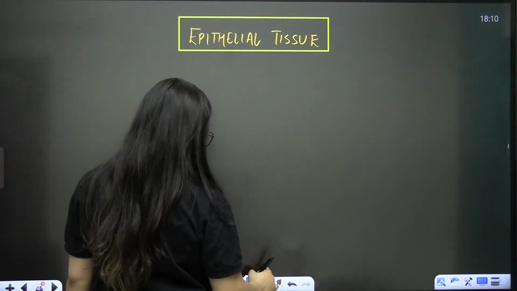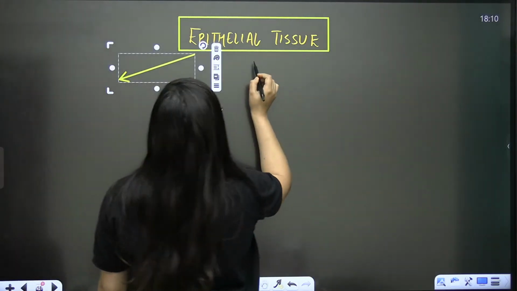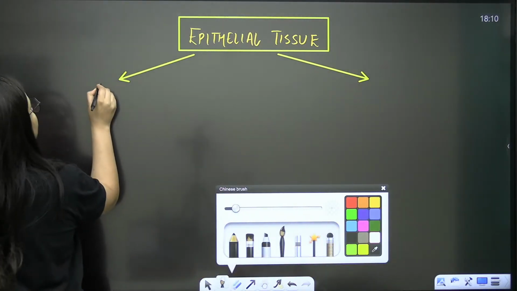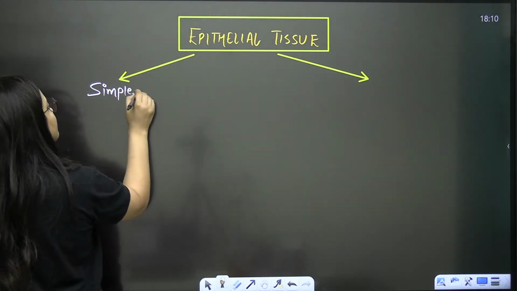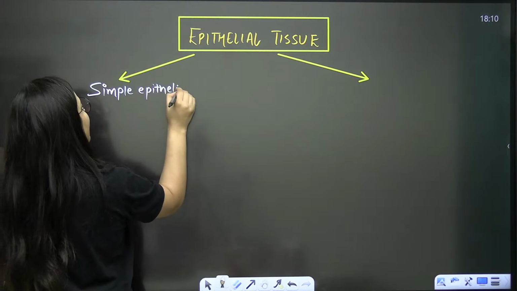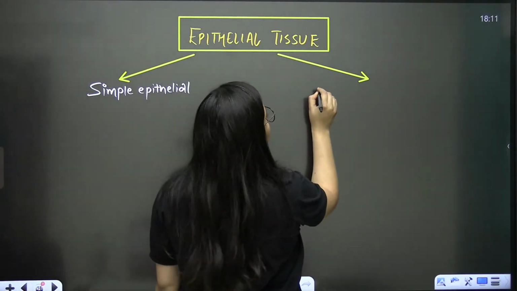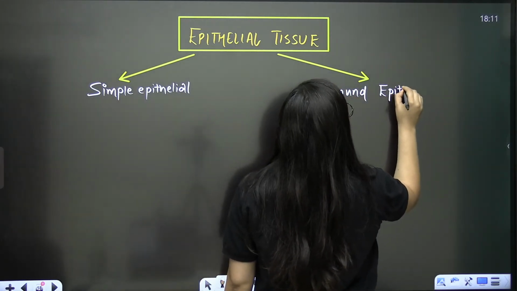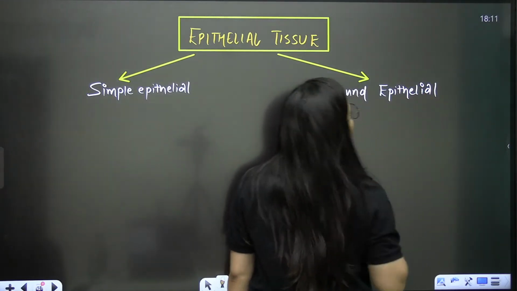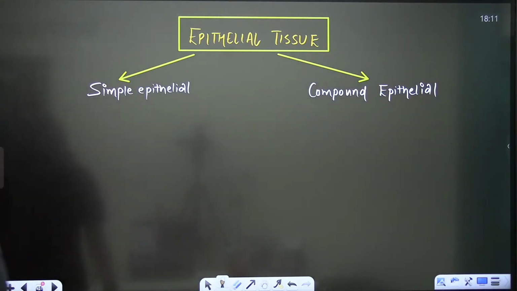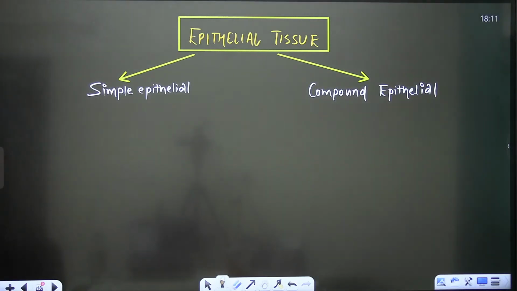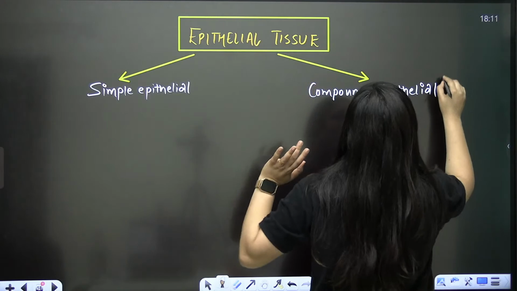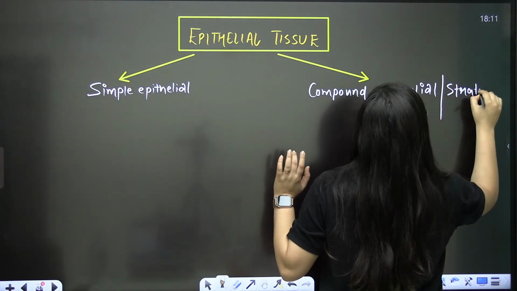Epithelial tissue. Bache, one is your simple epithelial tissue, and another is your compound epithelial tissue. These are the two words which you need to focus on. One is the simple epithelium, another is the compound epithelial tissue or compound epithelium. You can even use the word epithelium or epithelial tissue. So this compound is also known as stratified.